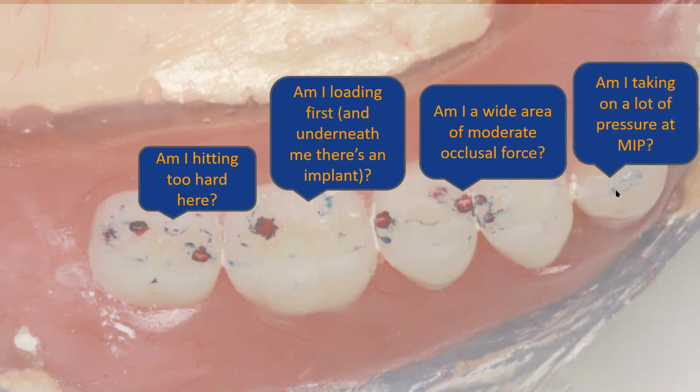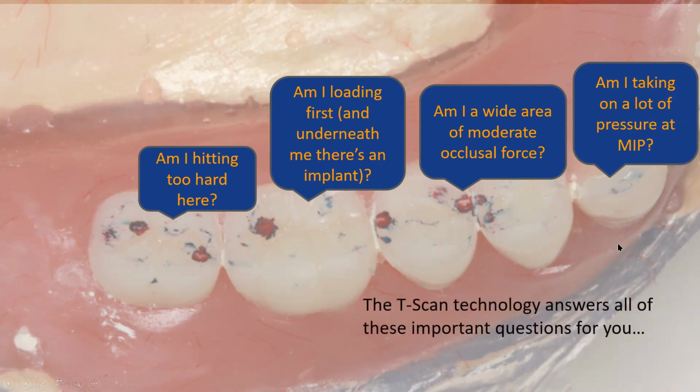It's not really marking well. It could be taking high force. It could be taking low force. It could be a good contact, but there again is no way to know. Whereas the T-scan answers those questions for you in one good recording, right? So the answers are there. It's just not possible to see them in a material like this.